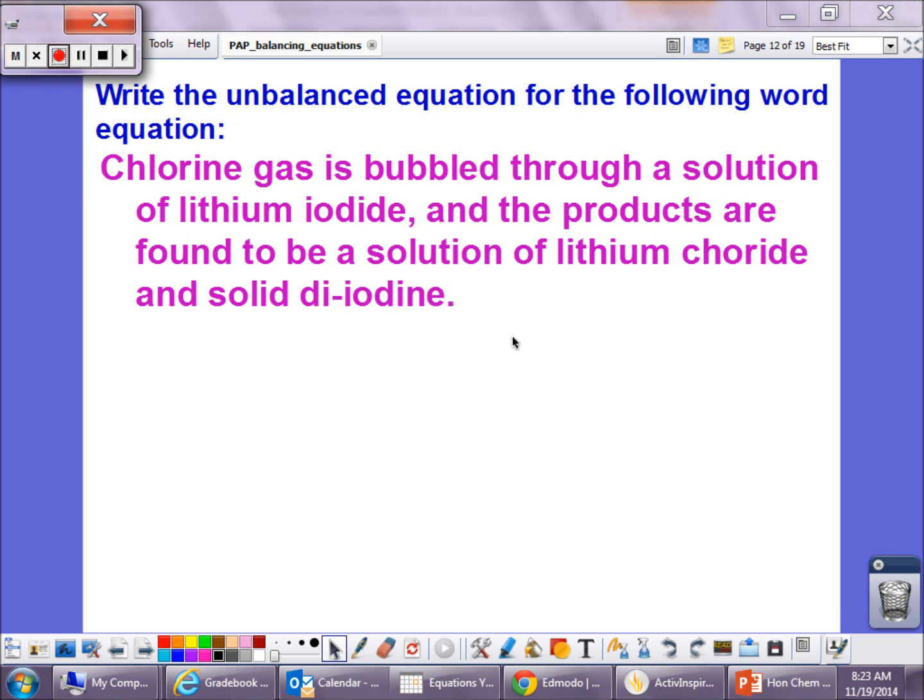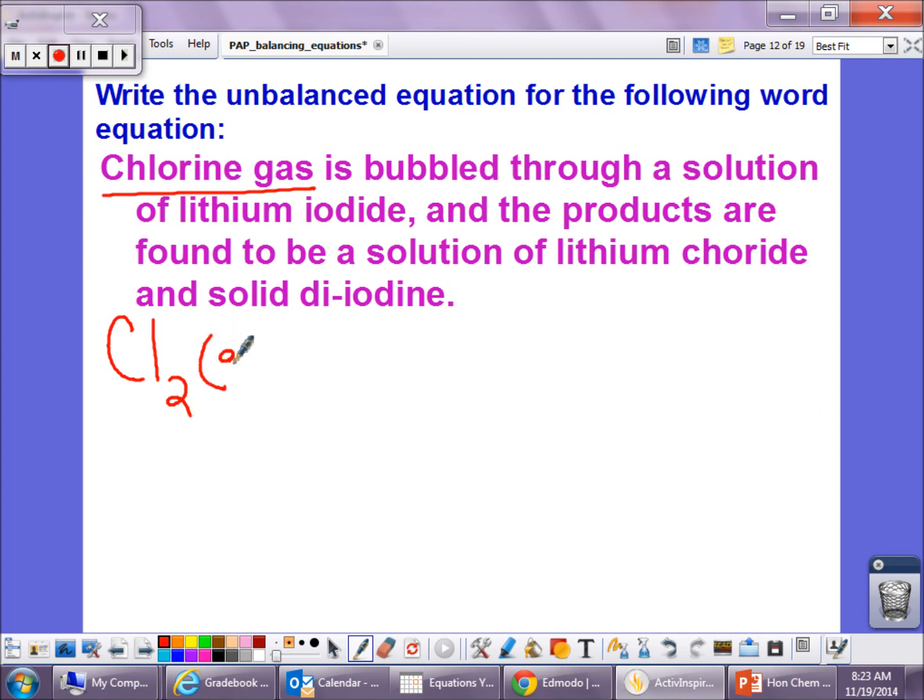Write the unbalanced equation for the following word equation. So first, you write the unbalanced, that means the skeleton equation. I read, it says chlorine gas. Okay, chlorine gas. I learned my 7 diatomic molecules, and I know chlorine is one of them. I cannot just write Cl. I have to write Cl2. Okay, and then they give me the state. I write lowercase g for the gas.